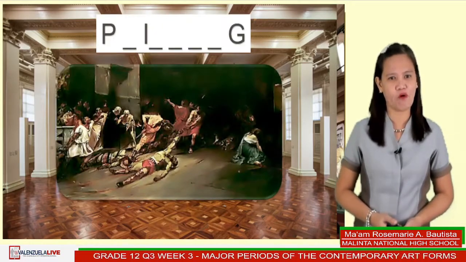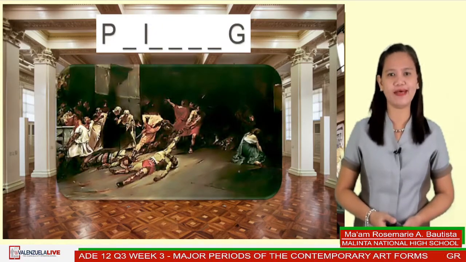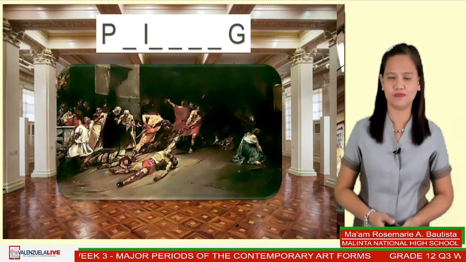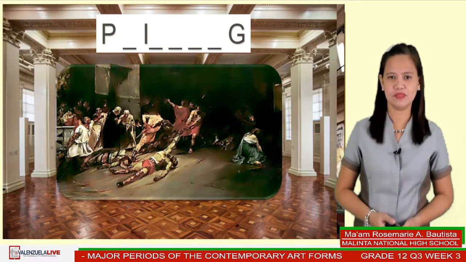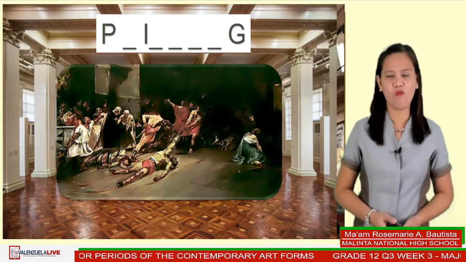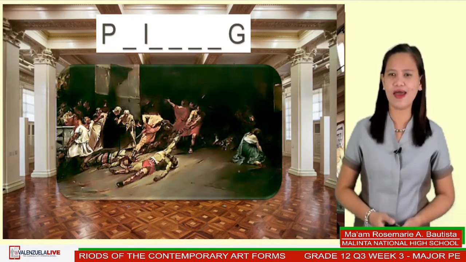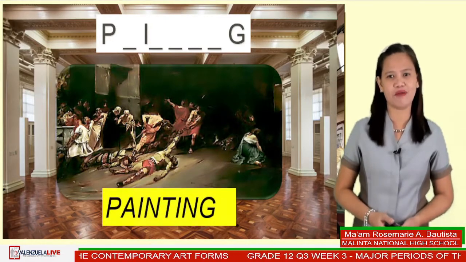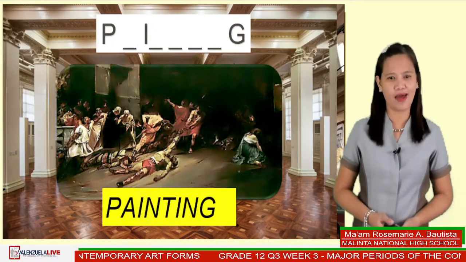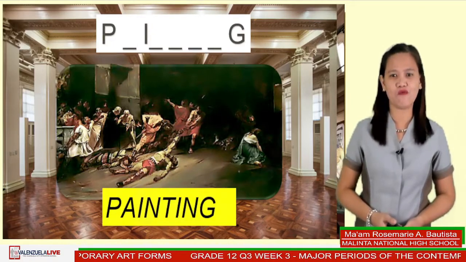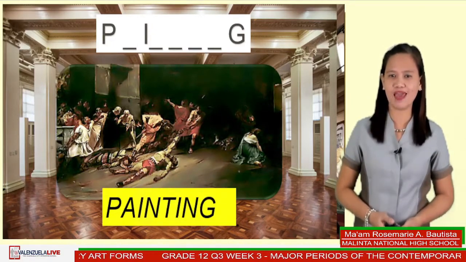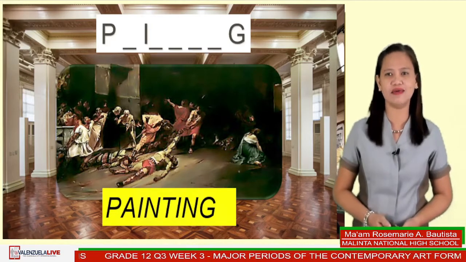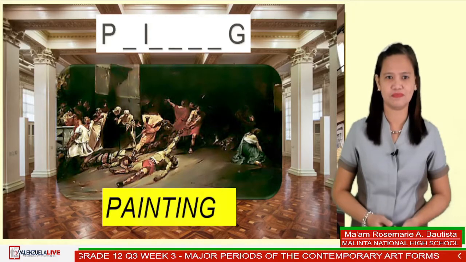Picture number 4. Guess the picture and type your answer. Your timer starts now. Time's up! Hit the wow emoji if your answer is painting. The Espolarium is a painting by Filipino painter Juan Luna. Luna, working on canvas, spent 8 months completing the painting, which depicts the dying gladiators.